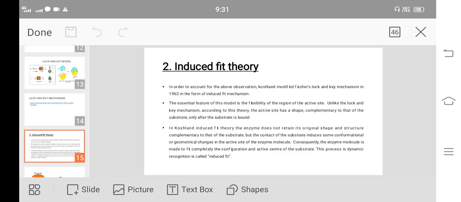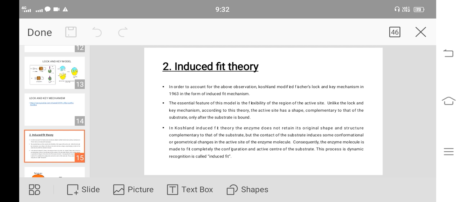Induced fit theory is another type of mechanism, but it is a small modification of the lock and key mechanism. Koshland modified the Fisher lock and key mechanism in 1963 in the form of the induced fit mechanism. The essential feature of this model is the flexibility of the region of the active site. The active site is always present in the enzyme.